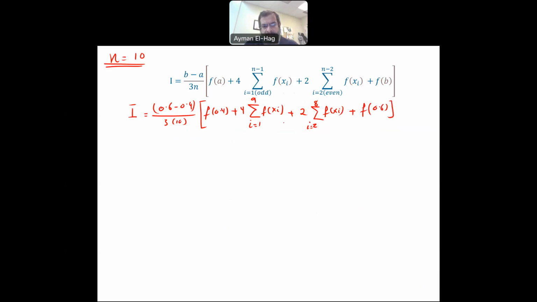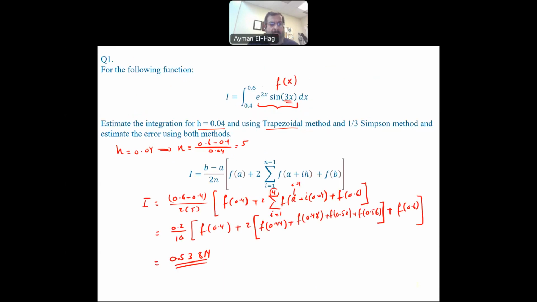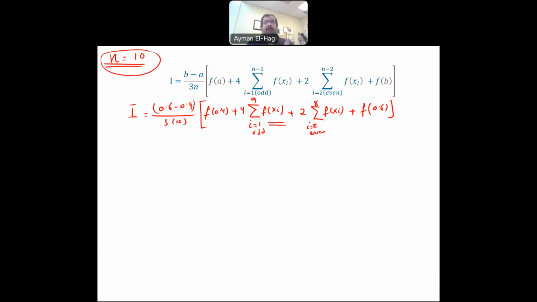Now, how can you find the odd? This is the odd, and this is the even number. Okay, so basically here, this is your n. So we'll have 10 steps. So you will divide the area into basically 10 steps. So each one, here h is equal to 0.04. Here 2h is 0.04. So the increment now within the subdivision will be 0.02.